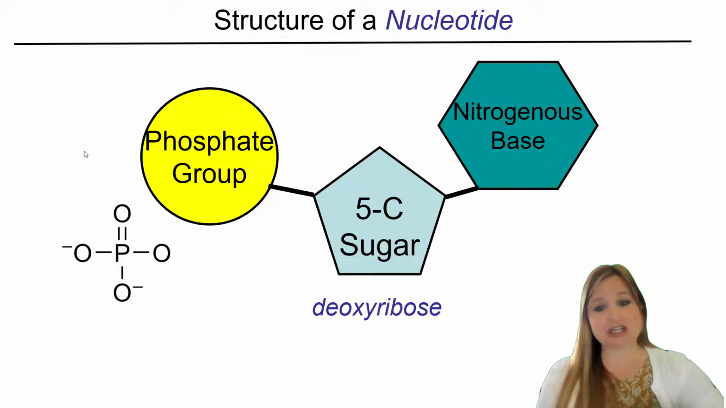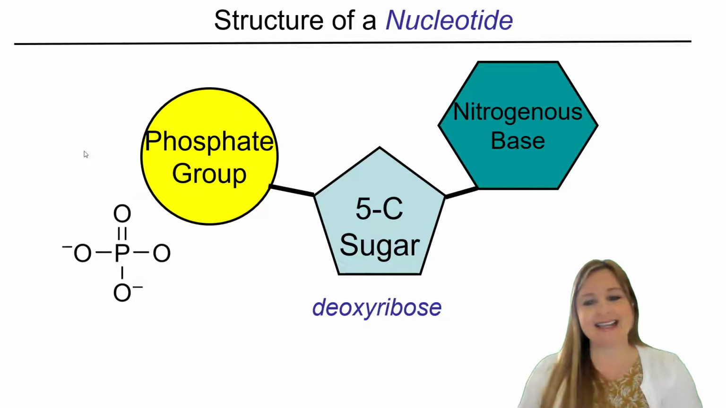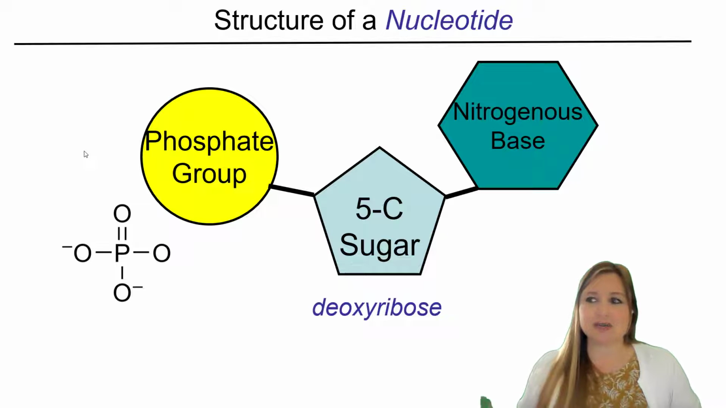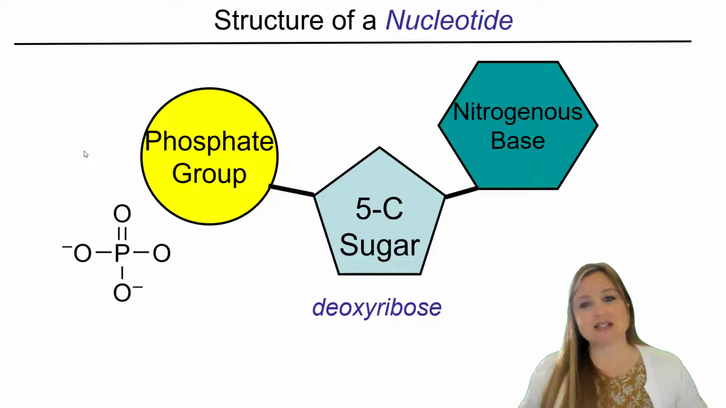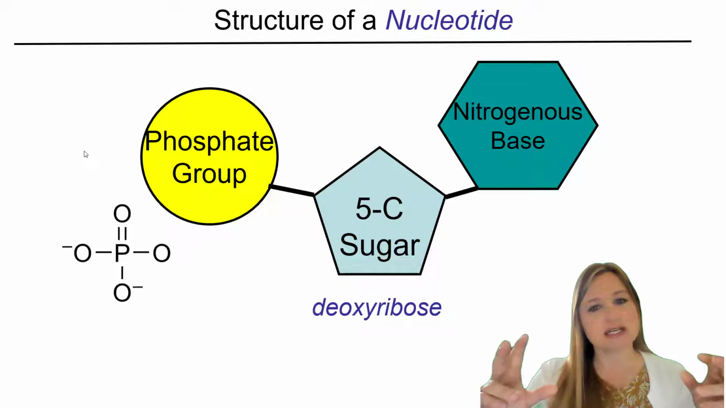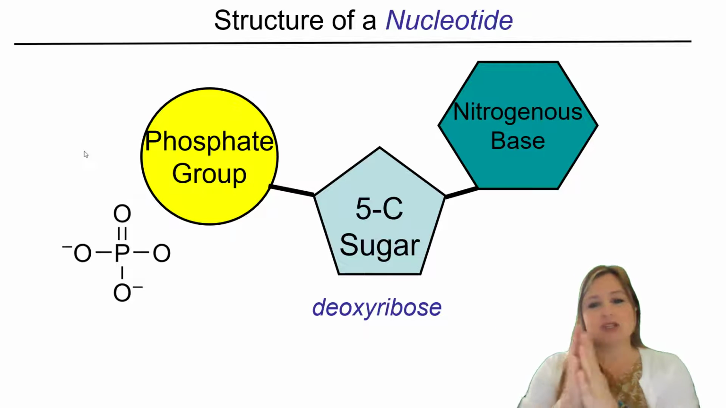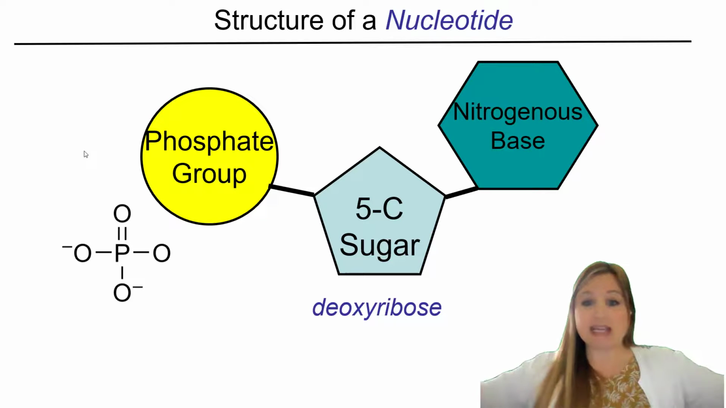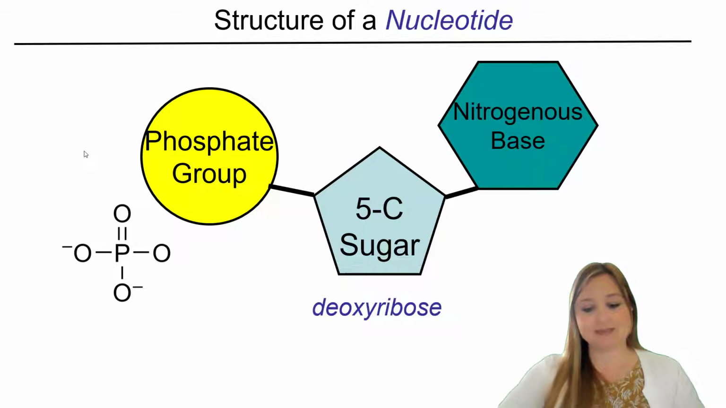Now, on the other side of that sugar is a base, and it's called a nitrogenous base, or like I said, you might just hear nucleobase or base. But I like to say nitrogenous base because it reminds you that we're going to find a lot of nitrogens in it. So this is a nucleotide. And again, in human DNA, we're going to have billions of these nucleotides bonded together to form our nucleic acid, our DNA.